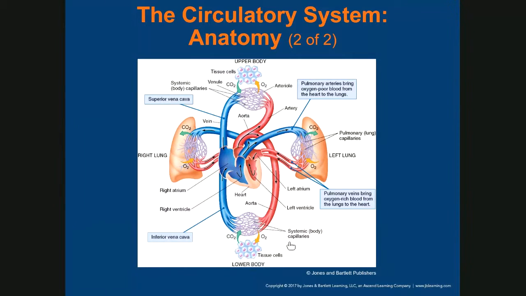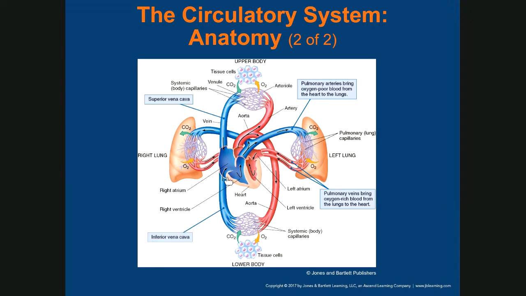Now let's look at how blood flows. So we need to now understand the movement of blood through the circulatory system. So this is where I need you to pay close attention. And if it is not clear after, let me know that.